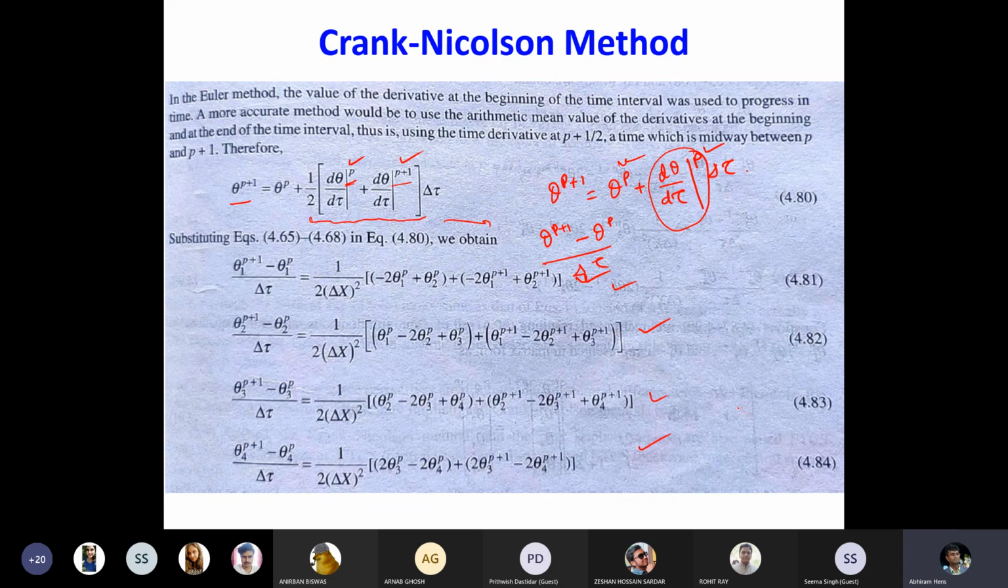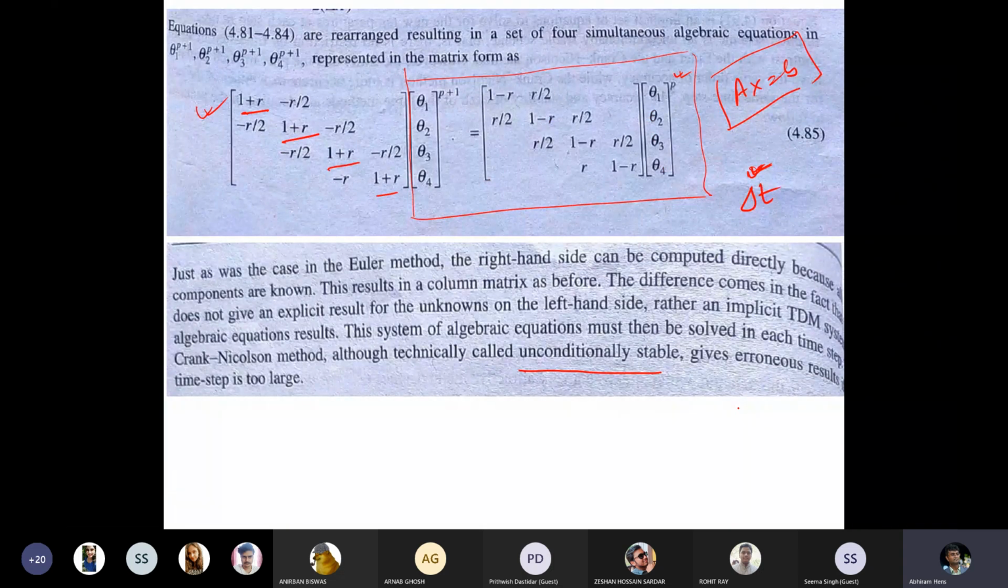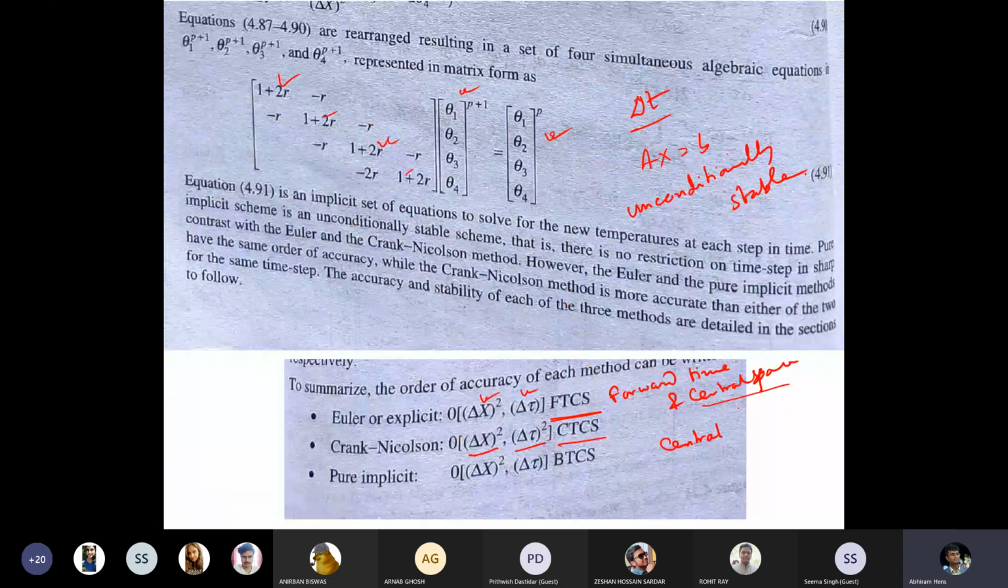You need to go one step higher, so that you can take the p plus 1th level also in the left hand side. Then only you can understand that part. So that part is missing. Otherwise, if you elaborate it, you can understand that Crank-Nicholson is central time and central space, and this pure implicit scheme is backward time and central space.